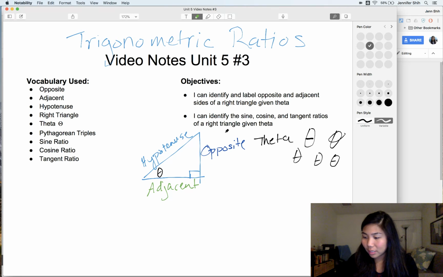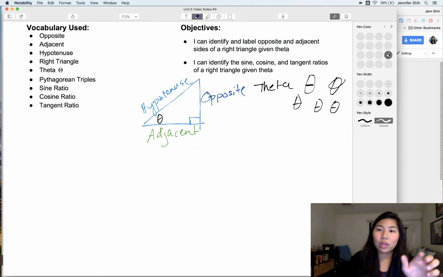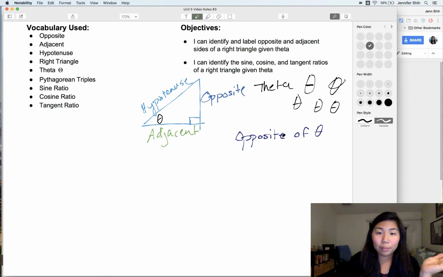The problem is, wait, let me write this down. So the opposite side, it means opposite of theta, okay? When I mean the adjacent side, I mean adjacent to theta. And then when I'm talking about the hypotenuse, I'm talking about the hypotenuse, not of theta, the hypotenuse of the triangle.